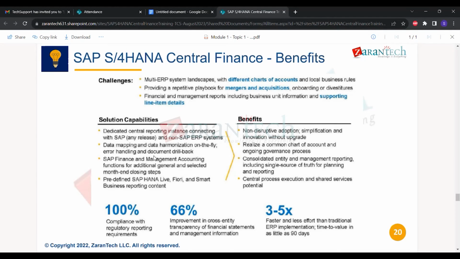So these are some statistics on how Central Finance helped businesses. You can see that businesses which earlier were having challenges in complying with the regulatory requirements did so with ease after Central Finance inclusion. And for cross-entity financial statements, there was a huge improvement for them.